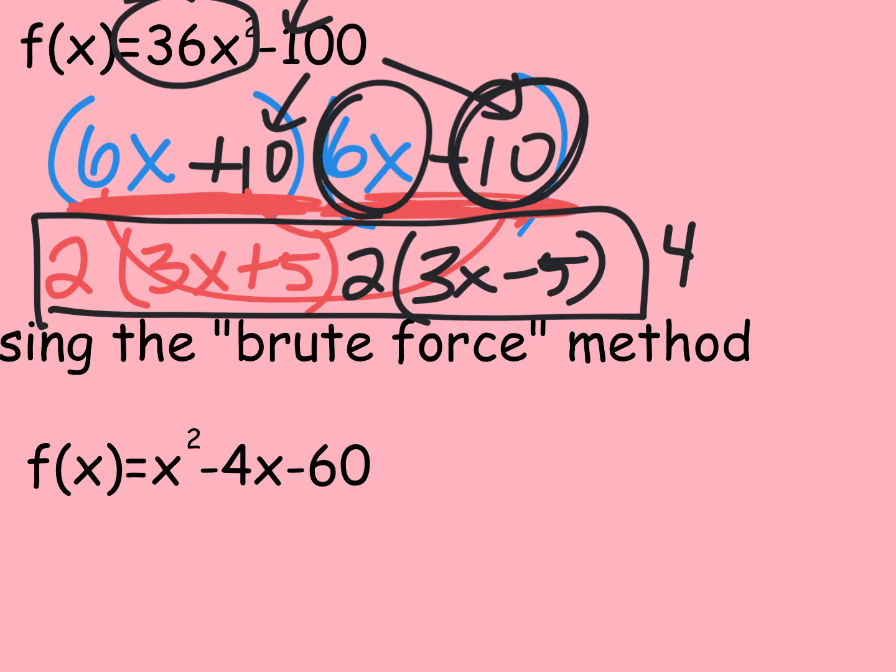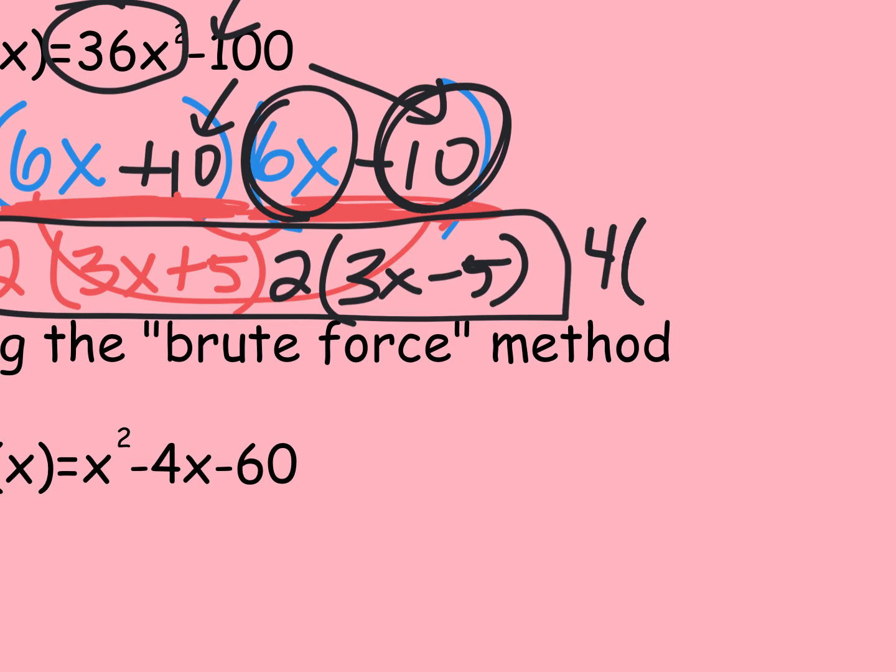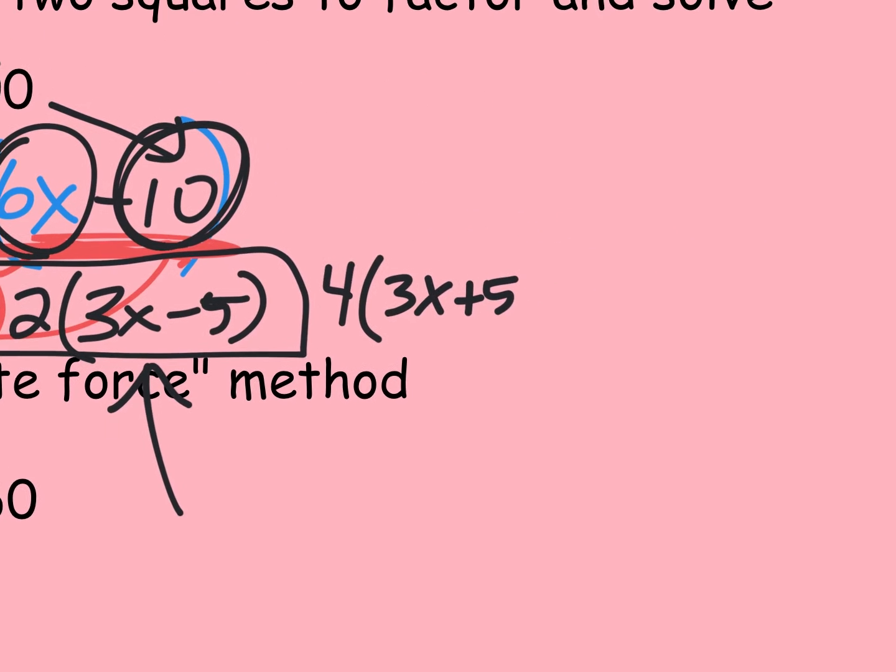Then couldn't you pull 3 too? Nope, I get what you mean. There's a 3 here and there's a 3 there. There'd have to be a 3 here also. So 4, and both are correct. 3x plus 5, and 3x minus 5.